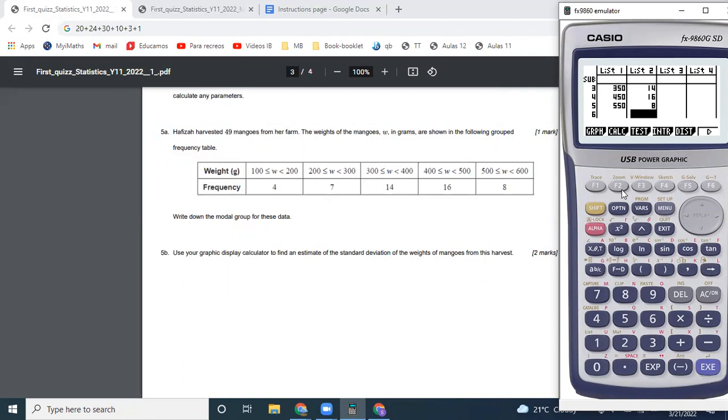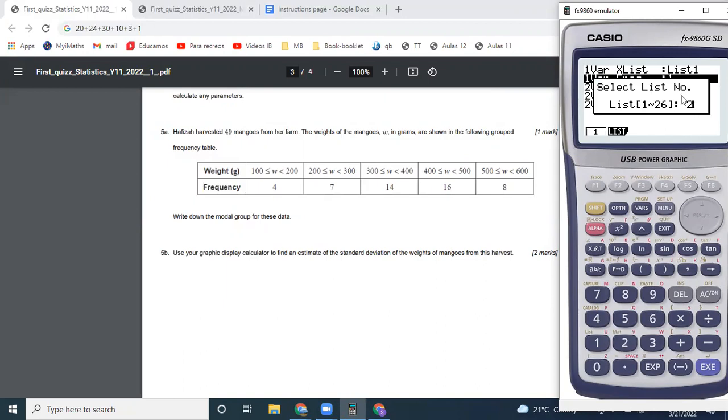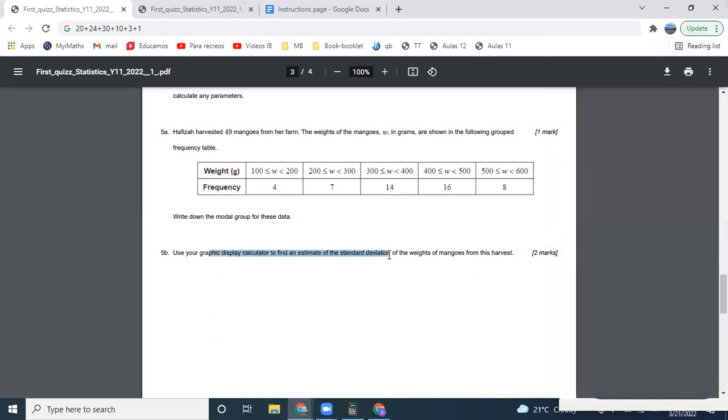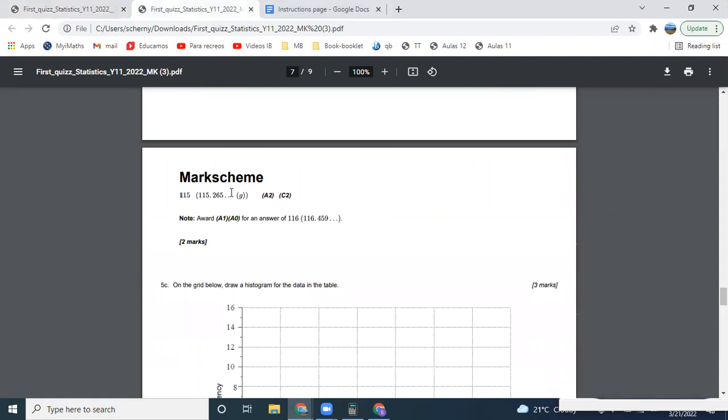Now we are going to calculate this, but for using one variable, we are going to go to the setup, and we are going to tell the calculator that the frequencies aren't 1. The frequencies are list 2. So we have to press F2 and now write the number 2, okay? So list 2 is going to be the frequency list, right? Now that we have this, we calculate for one variable, because the only variable is the weight of the mangoes, and we get that the standard deviation is 115.265, and to 3 significant figures, the answer is 115. Okay, if you check the mark scheme, that's the answer.